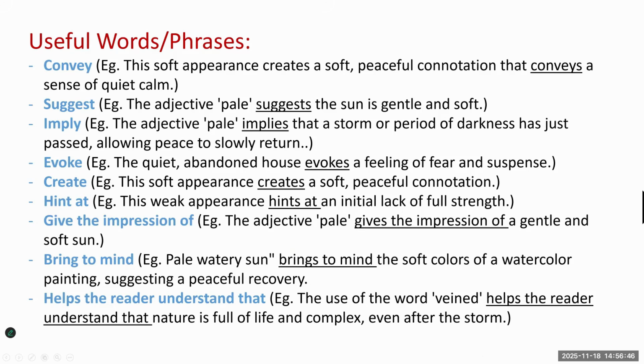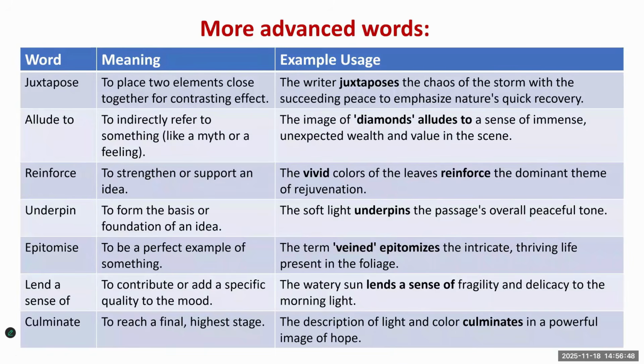Here are some more advanced words. I do not recommend that you use them if you are still a beginner. Once you have become very good at this question, you may want to challenge yourself and try and use some of these. Juxtapose is to place 2 elements close together for contrasting effect. The writer juxtaposes the chaos of the storm with the succeeding peace to emphasize nature's quick recovery.